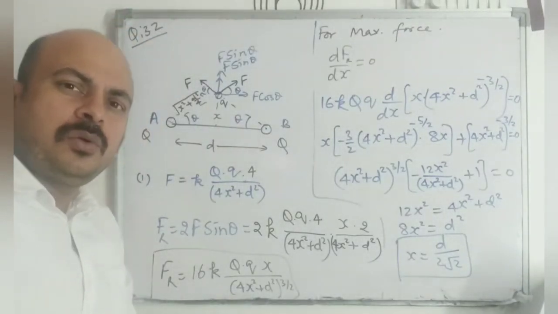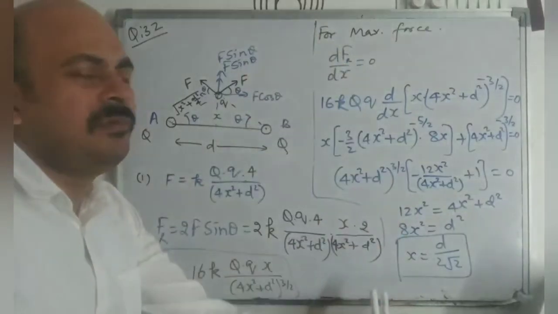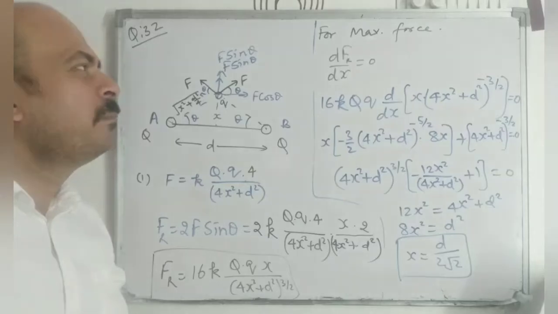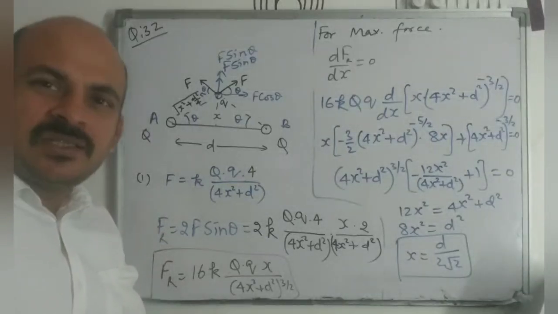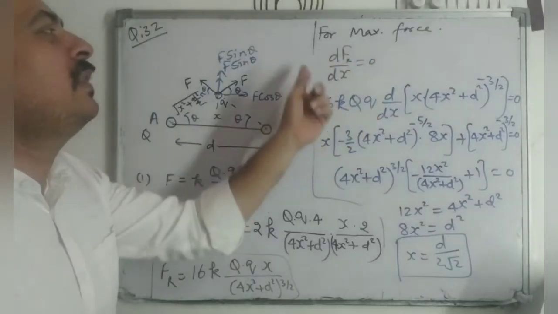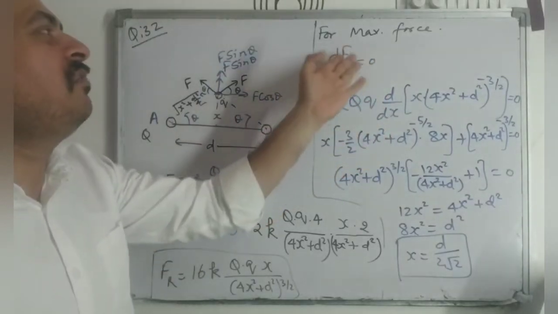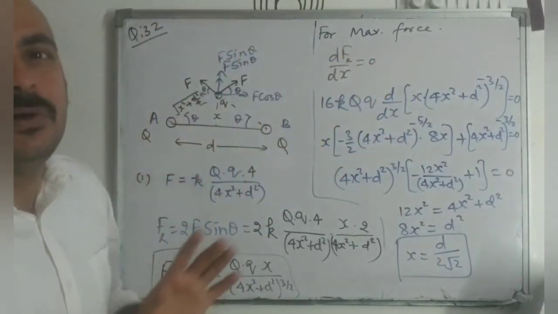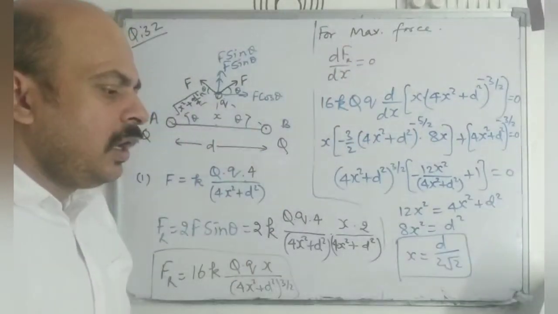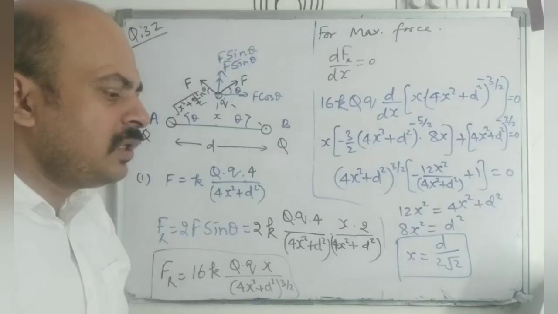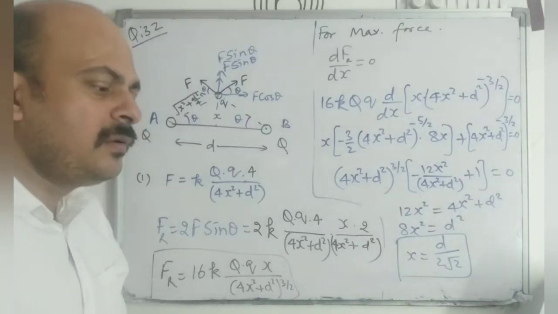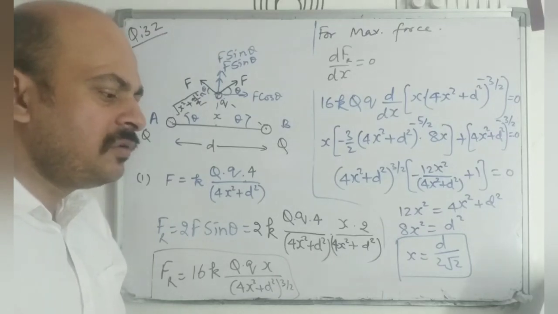Question number 42 is also based on the same concept, maxima, and there are many problems given in your book. To calculate maximum force or maximum electric field, you have to solve in this way: df by dx will be equal to 0, or dE by dx will be equal to 0. And we have solved question number 39, question number 41, question number 64.